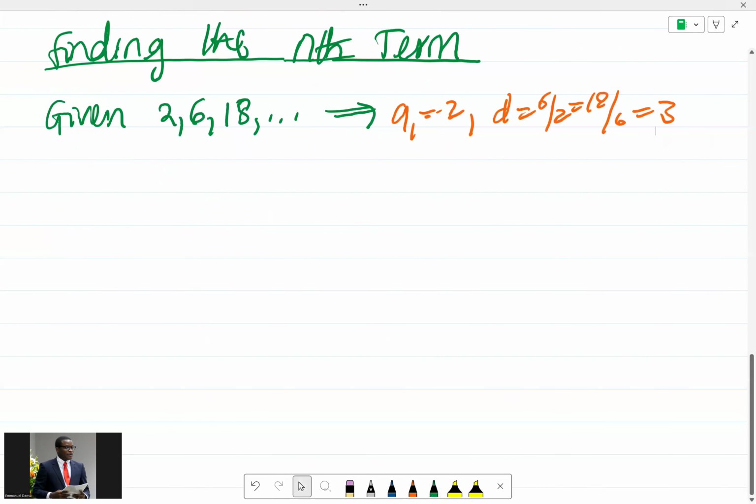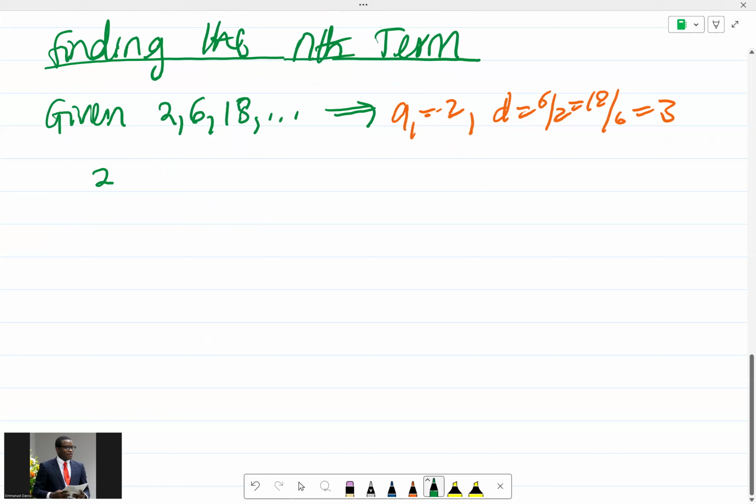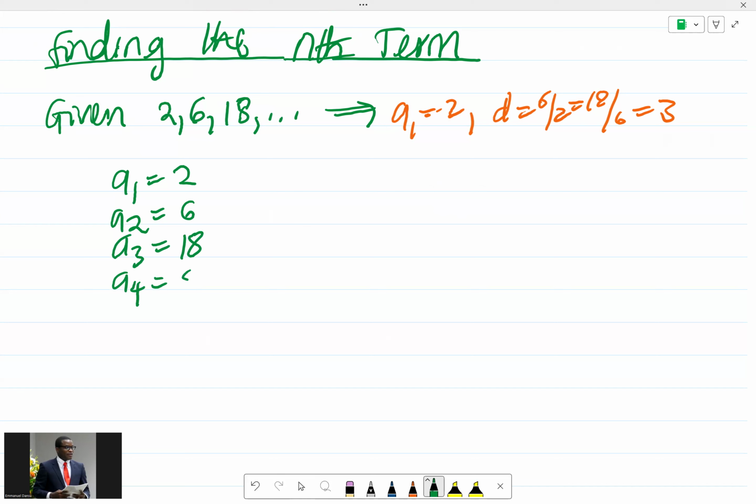Now let's see how we can find the nth term from this concept. You see here that the first term a1 is 2, the second term a2 is 6, the third term is 18. Of course, the fourth term will be 18 times 3, which is 54. The fifth term will be 54 times 3, which is 162. So we have all of this.